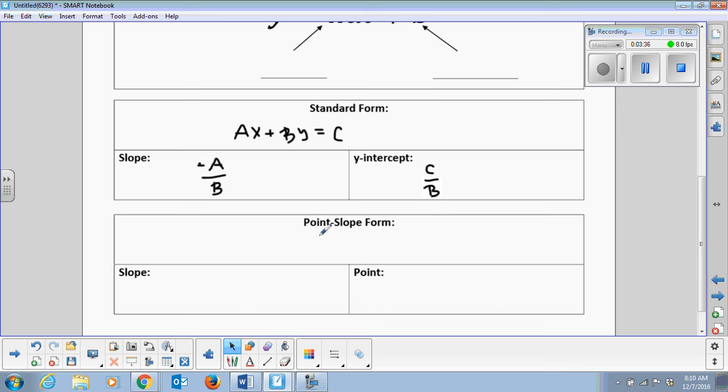Point-slope form, we haven't done that in a little bit, but it's y minus y1, and that's equal to m times your x minus x1. And the point is going to just be the y1 and the x1. And notice here in the formula, you always have negative signs in front of your point. So that's always going to flip the numbers that you have. So if you have a negative x1, when you plug it into the formula, it'll end up being positive. Okay, and slope, same as in slope-intercept form, it's just the m.